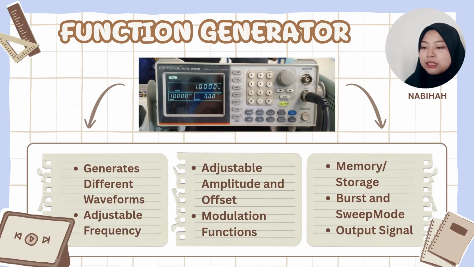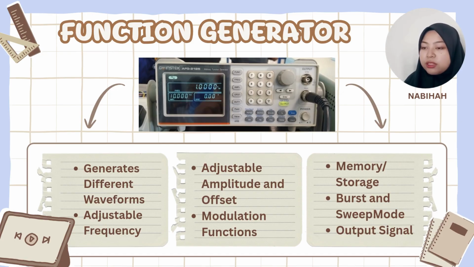The third is adjustable amplitude and offset. The AMP button adjusts the signal amplitude. The Offset button adds a DC offset to the signal. The fourth is output signal. The signal is sent through the BNC output port to your circuit or device. Press the output button to turn the output on or off.